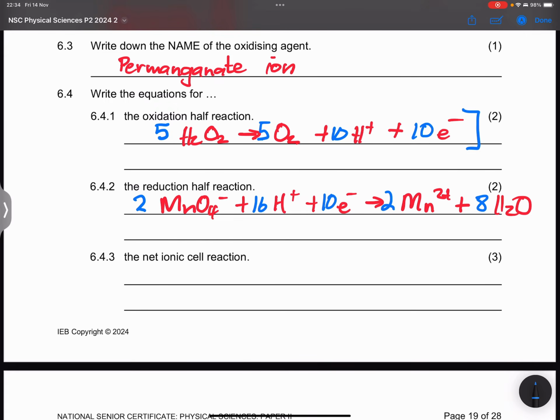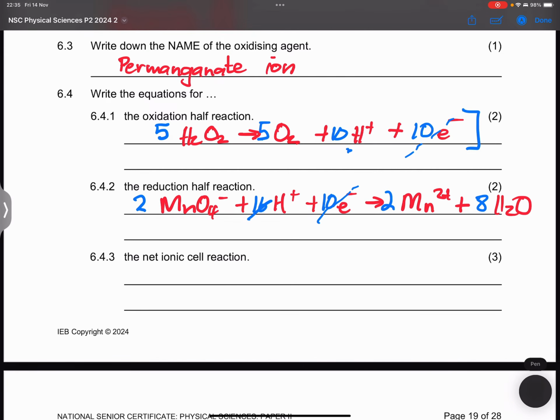Now notice that, with that, we've got hydrogen, H plus, on either side. We've got 16 plus, we've got 10 here. So 16 minus 10, remember, this is on the left hand side and this is on the right hand side. So 16 minus 10 would give us 6. Okay, so let's write down the net cell reaction.